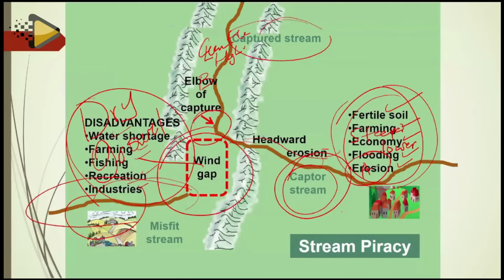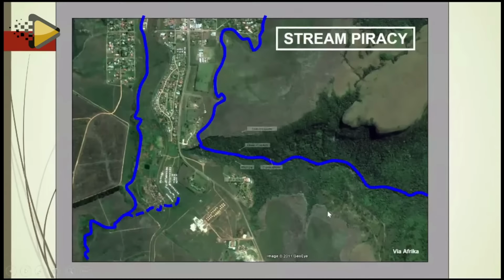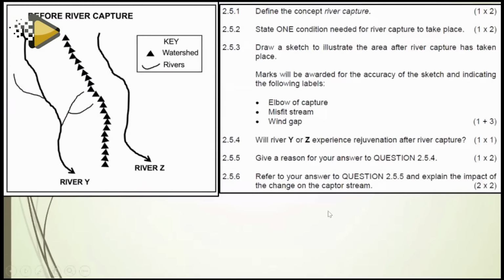But when you look at the stream that has lost water, that has been captured, there's going to be less volume of water. Because of less volume of water, less erosion, more deposition. Okay, that's another example of river capture.